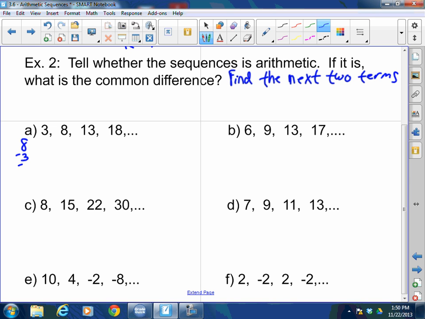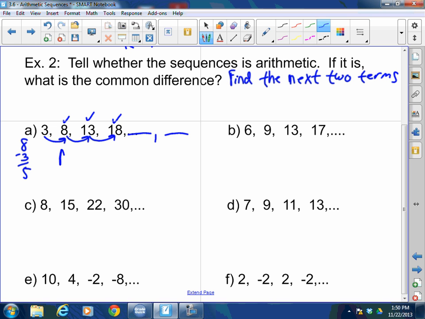8 minus 3 is 5. Yes, that's potential. I say potential because I got to test it. I got to make sure that it's the same for all of them. So 3 plus 5 is 8, 8 plus 5 is 13, 13 plus 5 is 18.